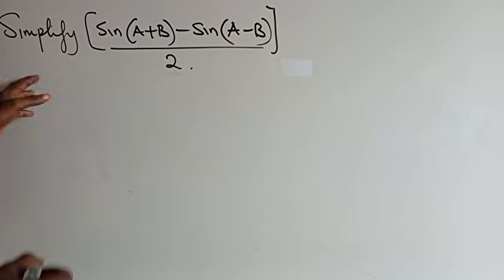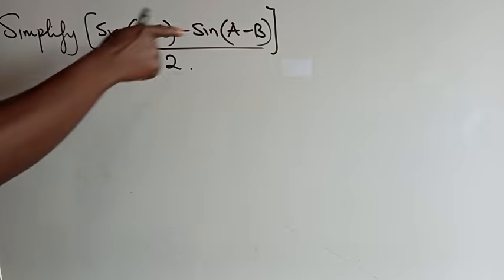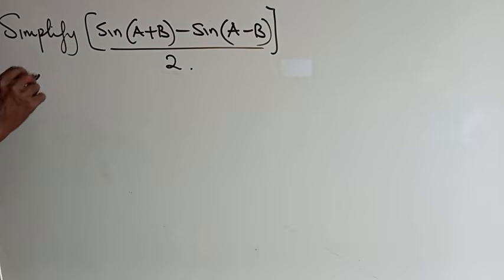Hello, we want to simplify this pair of addition angle of sine. We want to simplify sine(A + B) minus sine(A - B), all over 2. So how do we do this? How do we simplify this?